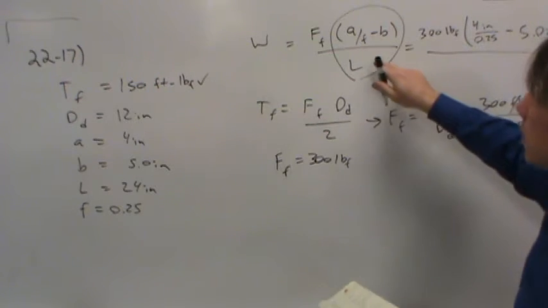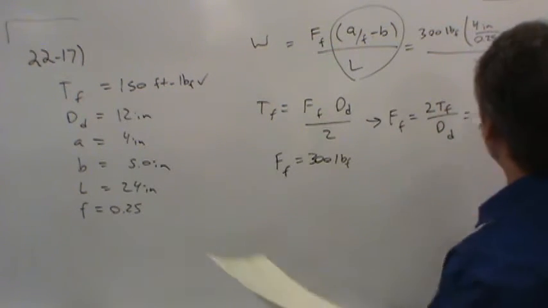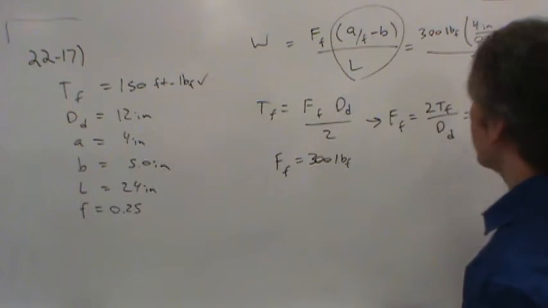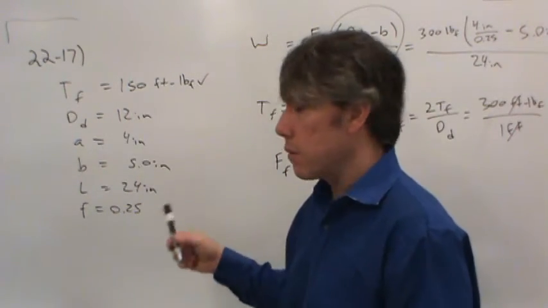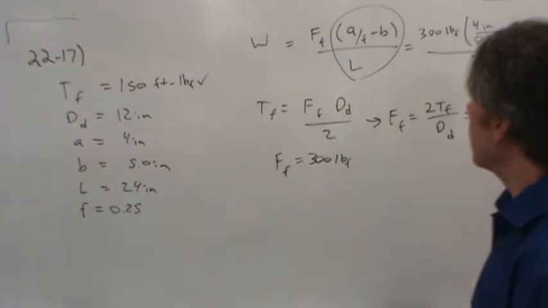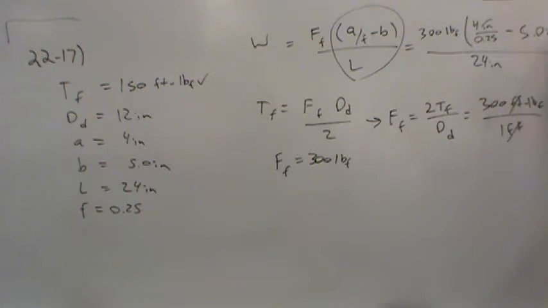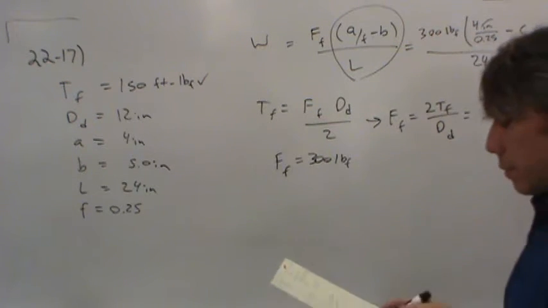And then L, the length of the handle, is 24 inches. Now you have to be careful because notice I just changed the diameter from inches to feet because it was convenient, but I didn't change the length of the handle because I've already got inches in the numerator, so there's no need. So that way they cancel. So 4 over a quarter is like 4 times 4 is 16. 16 less 5 is 11. So we need 11 over 24 times 300.